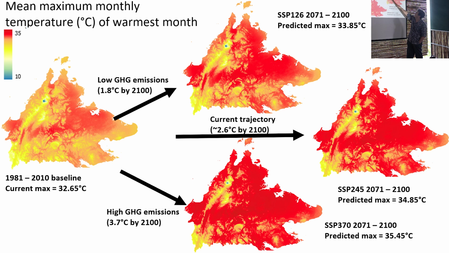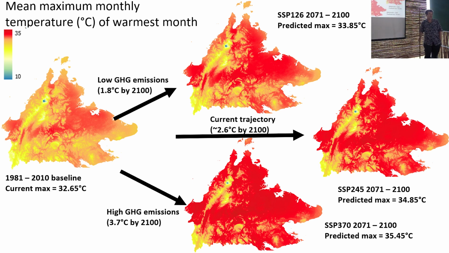By the end of the century, it's increased by about 1.2 degrees on a low emission scenario. On our current trajectory, it increases to about 34.85 degrees. On the high emission scenario, it goes up to 35.45 degrees. Okay, so this is what temperature will look like.